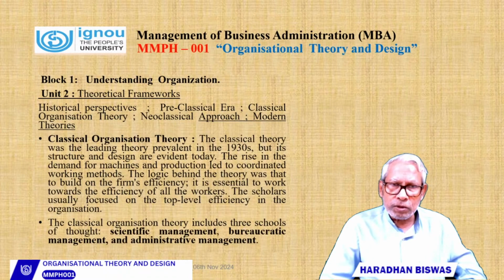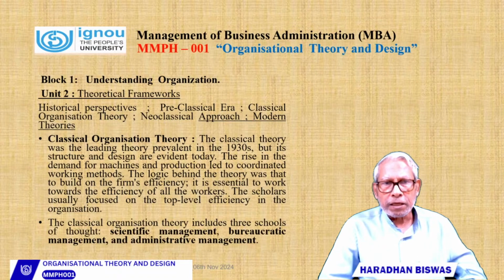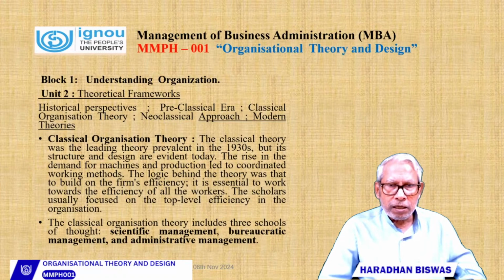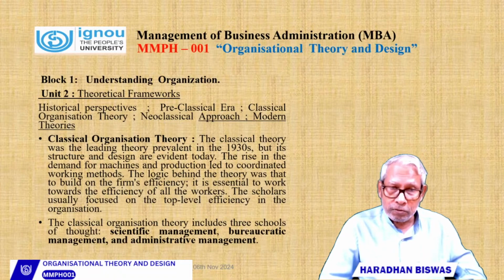Classical organizational theory, again, was the leading theory prevalent in the 1930s, but its demand for the machines and the productions led to a coordinated work method. The logic behind the theory was to build the firm's efficiency. Now we are slowly coming to the efficiency part, and after that some effectiveness also we have to see.